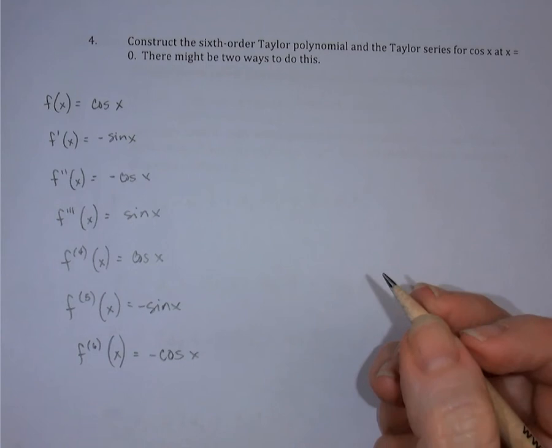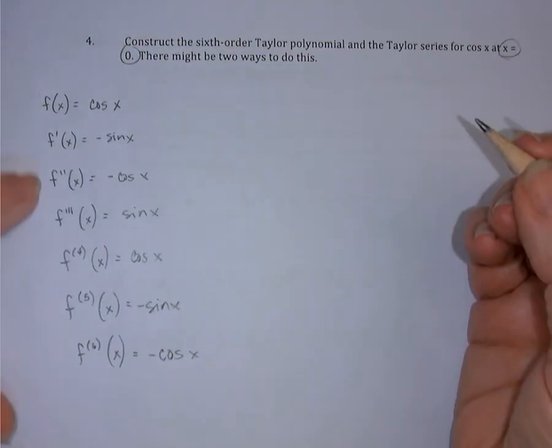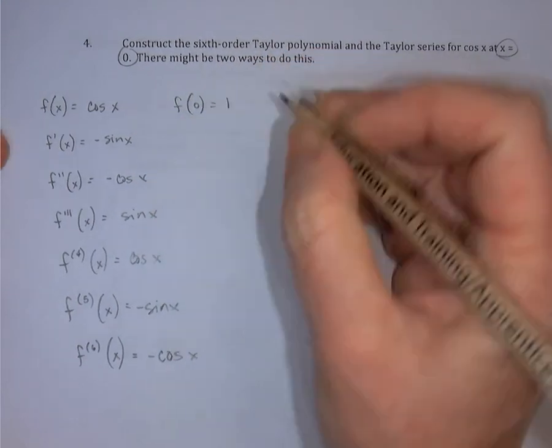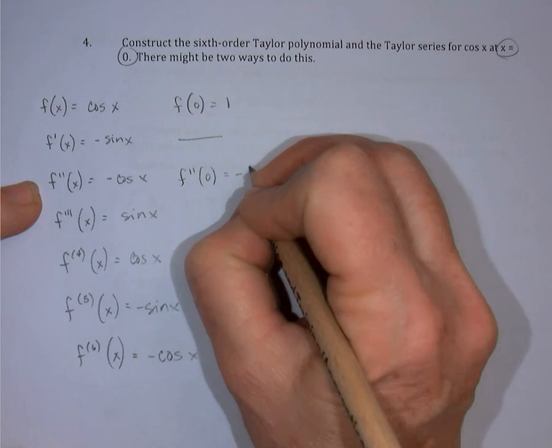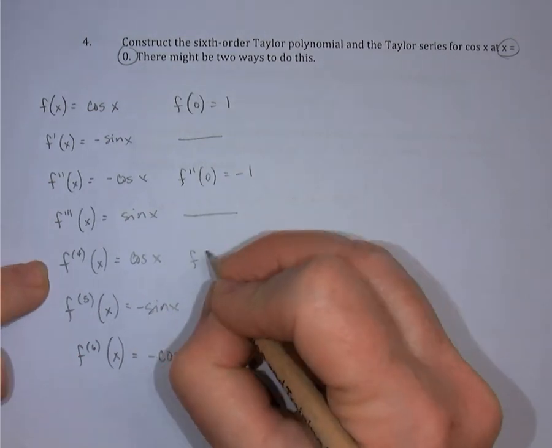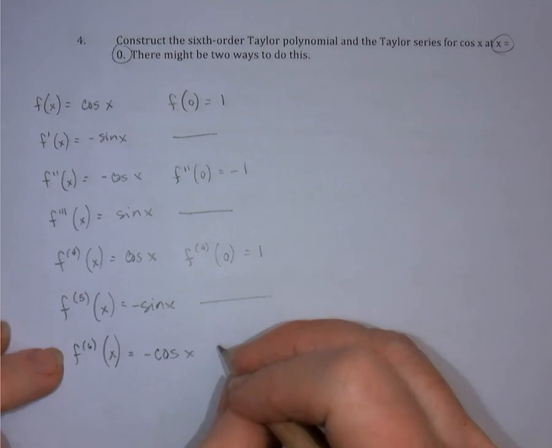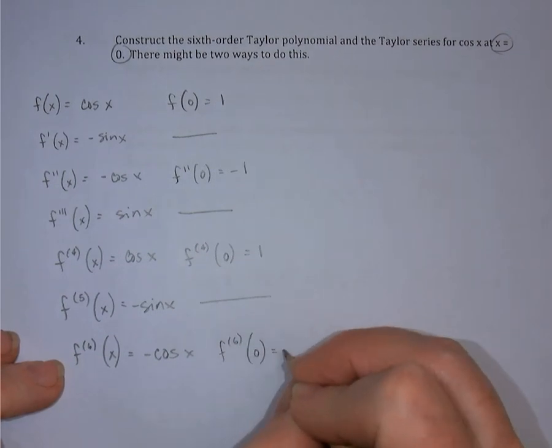Okay, and we're creating a Taylor polynomial right around where x is equal to 0. So we need to plug 0 into each one of these. So f of 0 is 1. The first derivative at 0 is going to give us 0. The second derivative at 0 is negative 1. The third is 0. The fourth derivative at 0 is going to give us 1. The fifth will give us 0. The sixth at 0 is going to give us negative 1.